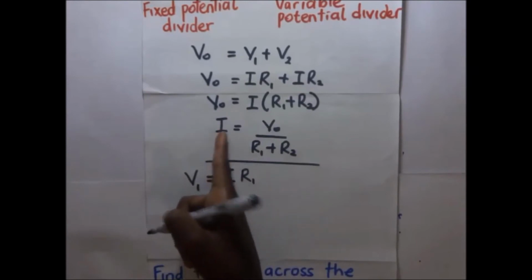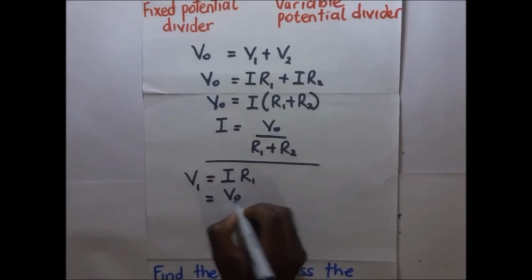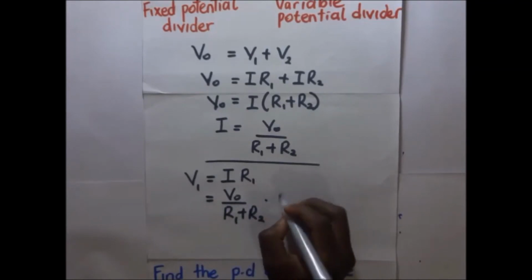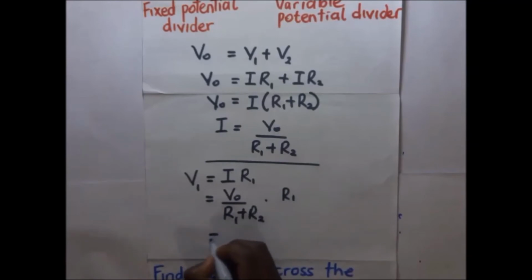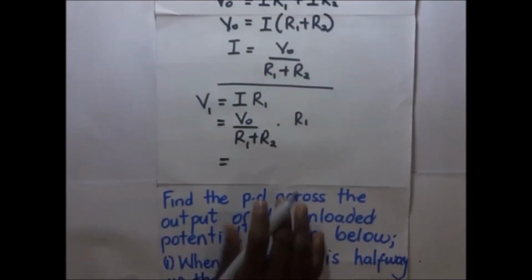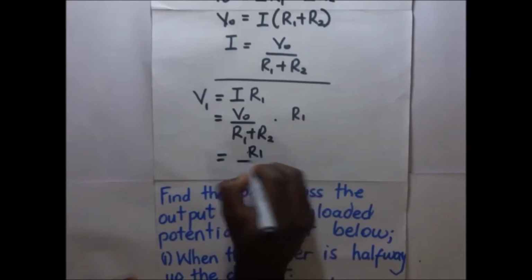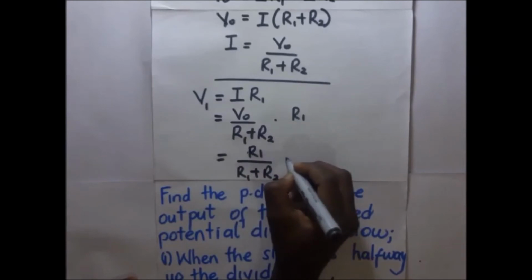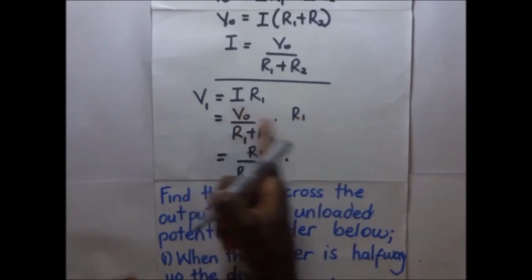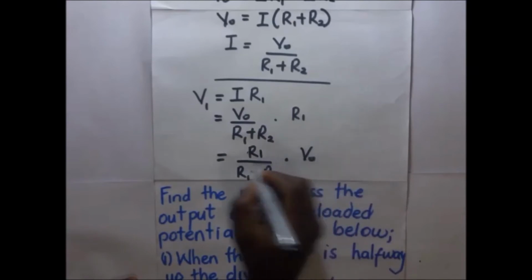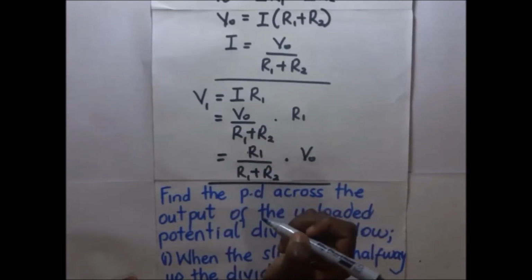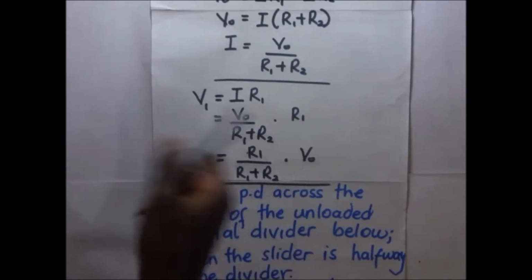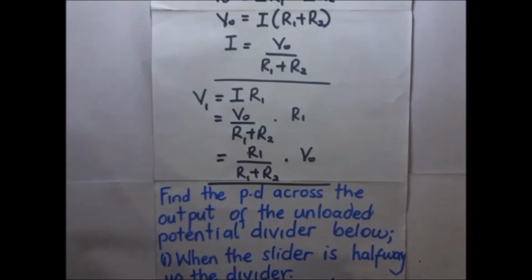So we got the current as this. It's going to be V0 over R1 plus R2, multiplied by R1. So we're going to end up with an expression like this: R1 over R1 plus R2, multiplied by V0. And that is going to be the expression that we shall be using when we want to find the output voltage in any potential divider.